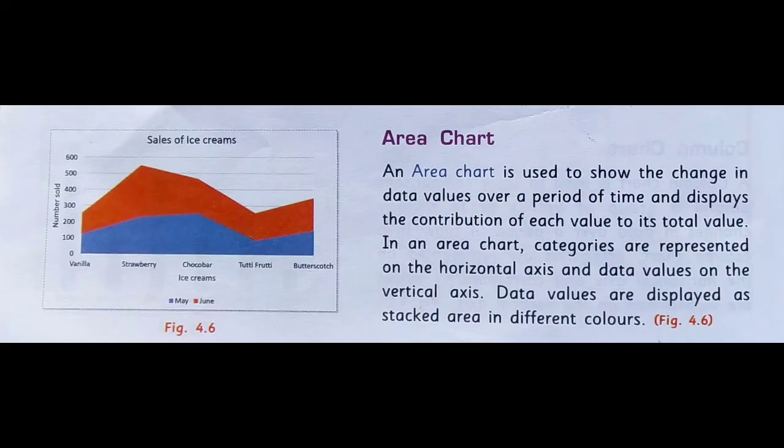Next is area chart. An area chart is used to show the change in data values over a period of time and displays the contribution of each value to its total value. In an area chart, categories are represented on the horizontal axis and data values on the vertical axis. Data values are displayed as text area in different colors.